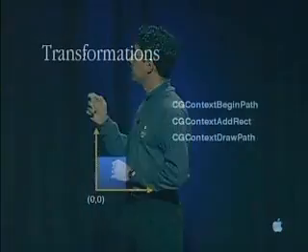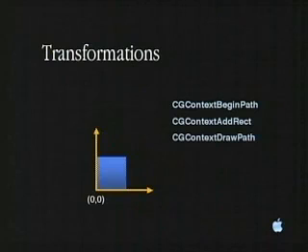So let me just go into that a little, show it as an example. So here is the default coordinate system. Let's say we're just drawing a unit square at 0, 0. We begin a path, add a rectangle, draw the path. So you see a rectangle.